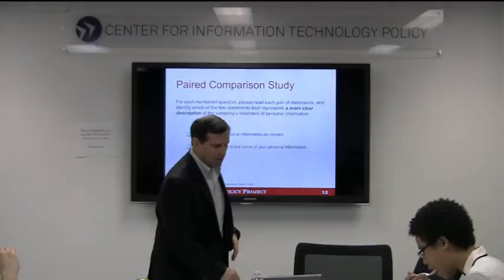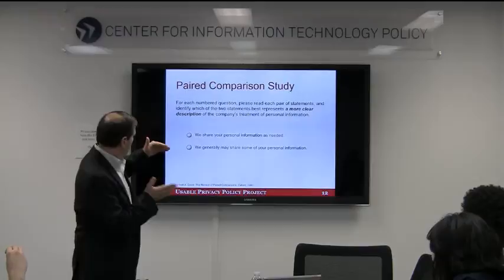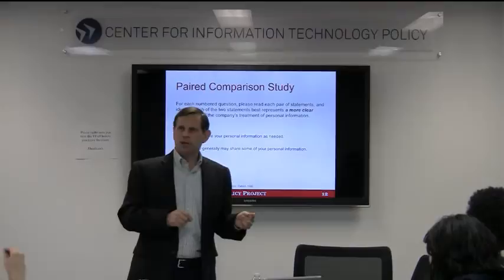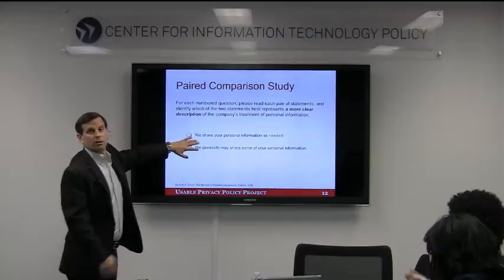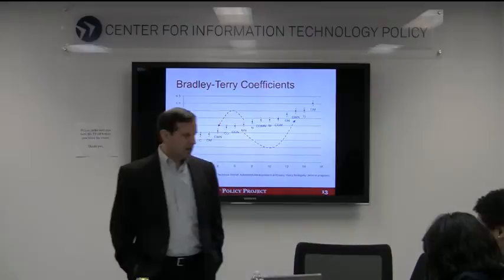My colleagues, Jaspreet Bhatia and Travis Breaux, did a paired comparison analysis where we used pairings of all the combinations of the words in our taxonomy to figure out how, relative to each other, they affected users' perception of vagueness in the sentence. So it was essentially, which of these two is clearer? They were given a whole series of pairs. Which are the clearer ones?